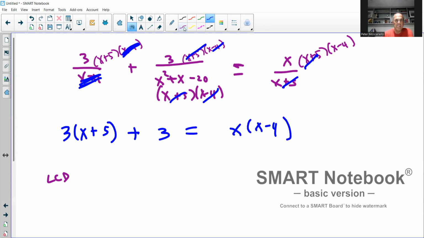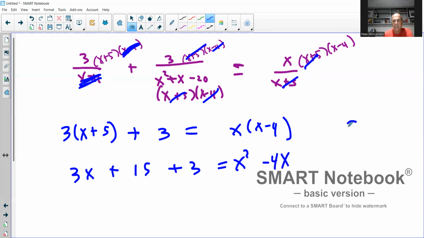Okay, no more denominators. Now, let's go 3x plus 15 plus 3 equals x squared minus 4x. Alert, alert, we have a quadratic. Is that going to happen on the test on problem number 22? Yes, it will.